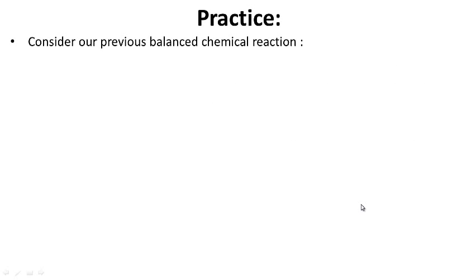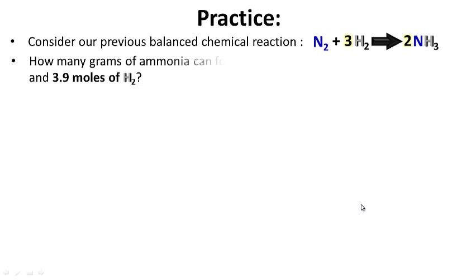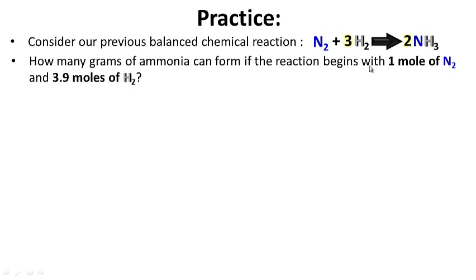All right, so practice here. Consider our previous balanced chemical reaction here. How many grams of ammonia can form if the reaction begins with 1 mole of N2 and 3.9 moles of H2? Go ahead and pause this while you work on this. When you're ready to check your work, hit play.